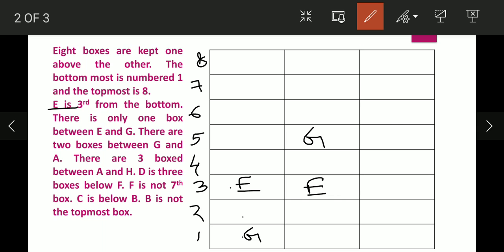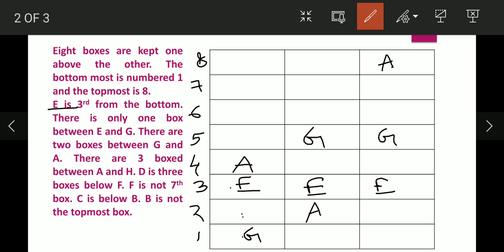Okay, next what is given? It is given that there are 2 boxes between G and A. Since there are 2 boxes between G and A, for the first case A's position would be this one, but for the second case A could be below G, that is at this position, or it could be above G, that is at this position.